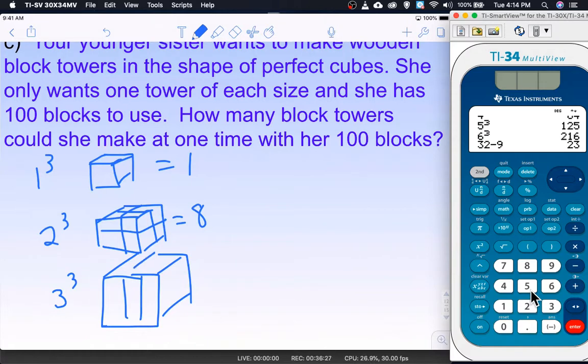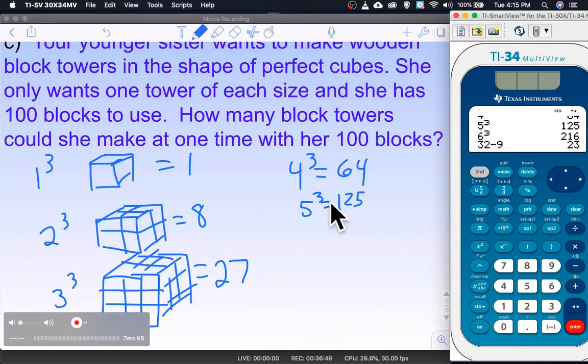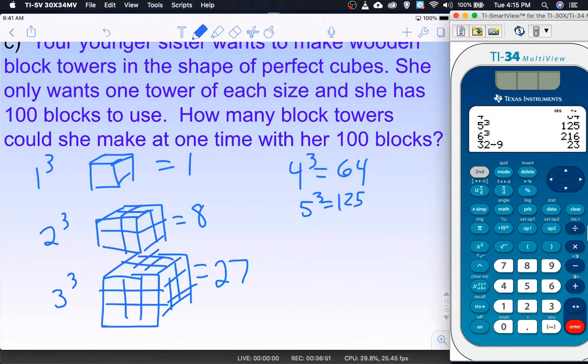Boom, boom, boom. This one's going to look kind of like a Rubik's Cube. There you go. 3 cubed would have 27 blocks. Now, 4 cubed would have 64, 5 cubed would have 125, but we can't even make one of those because that's more blocks than she even started with. So I'm going to erase him.